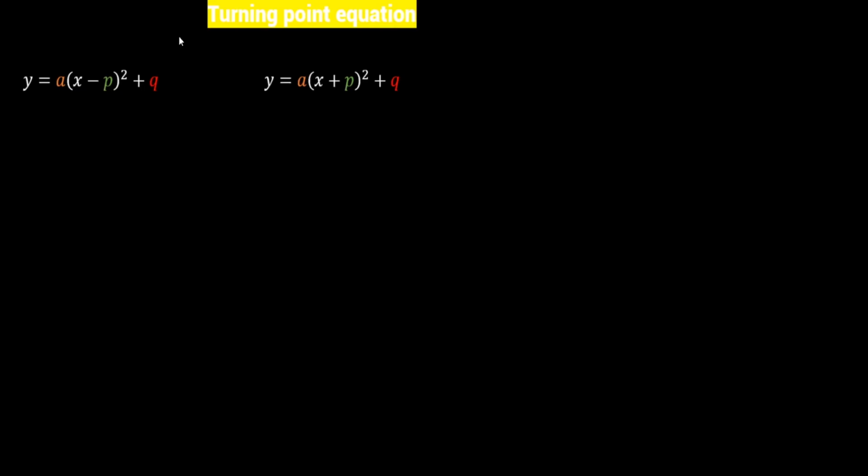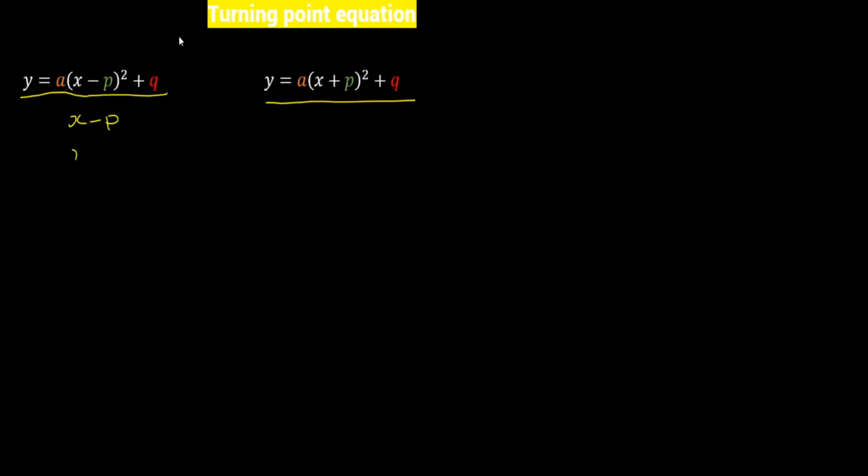The turning point form of the parabola can be represented as y equal to a(x minus p) squared plus q, or you can have y equal to a(x plus p) squared plus q. The way you represent it between these two forms really doesn't matter, but what matters is that you should take note of the sign. In this case, you have x minus p.